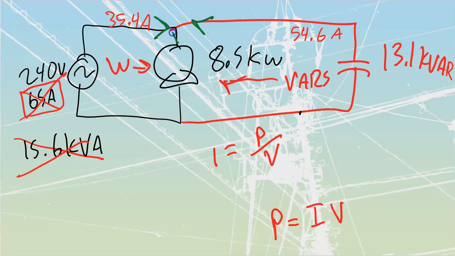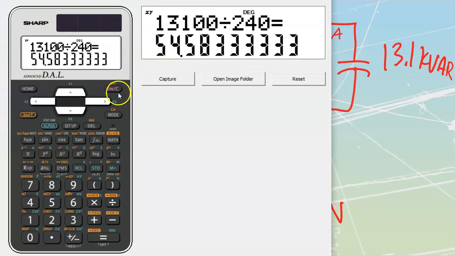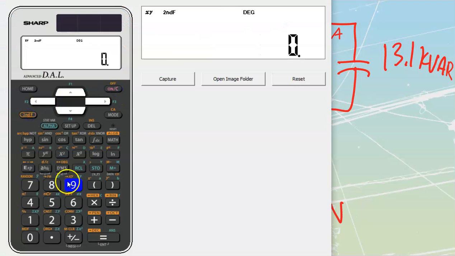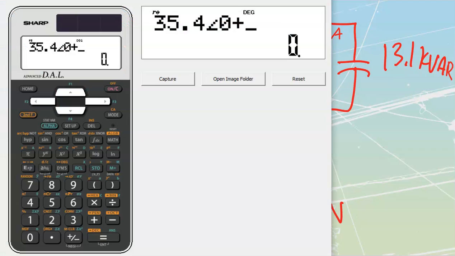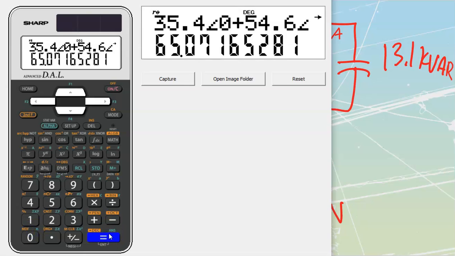If I take this 54.6 amps and I feed that in here, and I take this 35.4 amps and I feed that in here, what am I going to get through here? We'll quickly put it into the calculator. We know this is going to be at 0 degrees. We know this is going to be at 90 degrees. So we'll go 35.4 angle 0 plus 54.6 at an angle of 90, which gets me to a value of 65 amps.